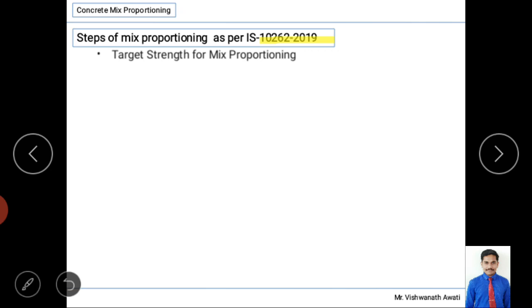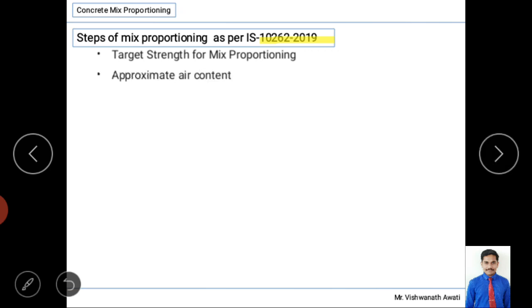For solving the problems, the given data are very important, and given data are in terms of standard data of materials and even test results of materials. For example, for concrete, they will mention the specific gravity of aggregate, the specific gravity of cement, the specific gravity of fine aggregate. These are called the test results of materials. According to that only you have to make the design. So the first step is target strength of mix proportioning.